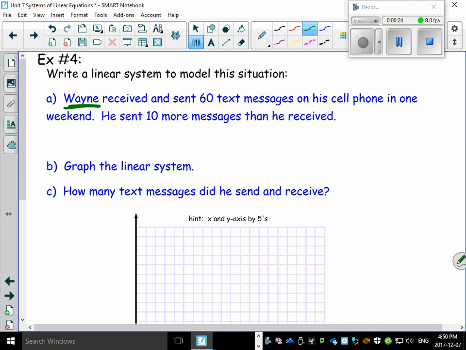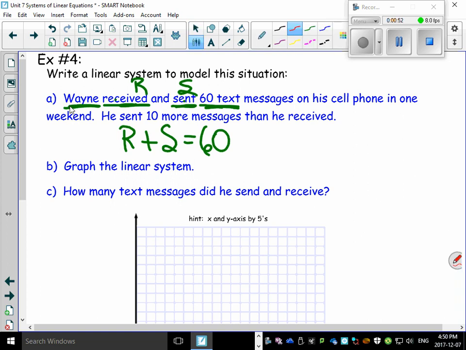First off, we got a guy named Wade. He's receiving and sending text messages. So if you think about it, when he receives, we'll call it R. When he sends, we'll call it S. And if you look, Wade received and sent 60 text messages on his cell phone in one weekend. Holy, Mr. Popular. Wow. Okay, so he received and sent 60 messages. There's our first equation. Well, that was easy.